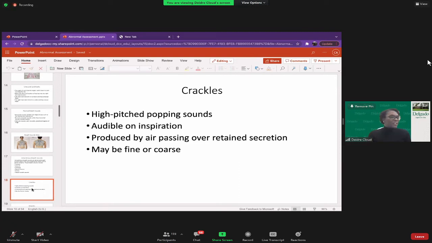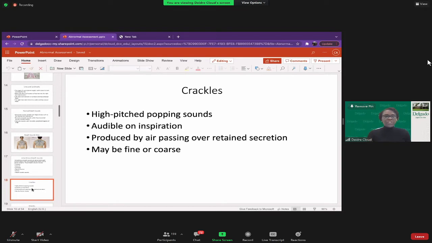Does anyone know the difference between the two? Have you had a chance to review that? No, ma'am. So fine crackles are more like when you take your hair and rub it next to your ear. That's kind of what fine crackles are, high-pitched popping sounds. The coarse crackles sound like when you're pulling Velcro apart. And you might see that with CHF, pulmonary edema, asthma, and respiratory distress. You may get those coarse crackles. They're formerly known as rales.